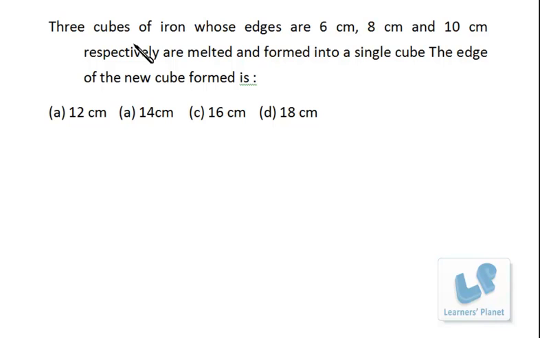Okay, so in this case, three cubes are there, and we are given the length of their edges. So first of all, we have to find out individual volumes, and if we add them, that will be the volume of the new cube, right? So the volume of this cube will be 6 cube, then 8 cube, then 10 cube, right? So it's 216 plus 512 plus 1000.